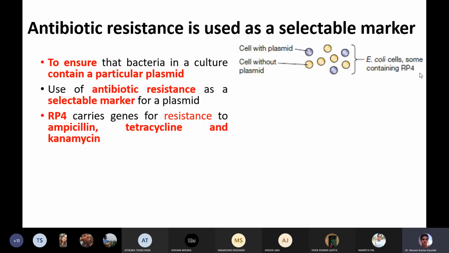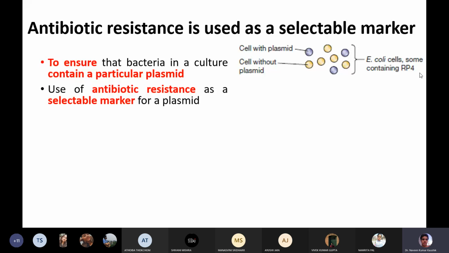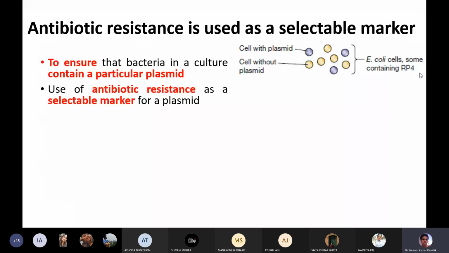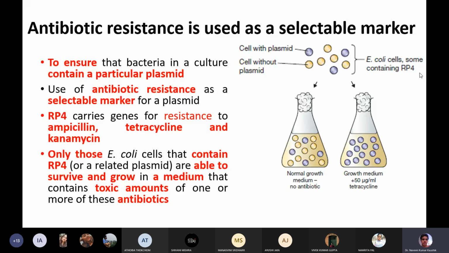RP4 is the name of a vector, simply a plasmid, that carries genes for resistance to ampicillin, tetracycline, and kanamycin. These three different antibiotic resistance genes are present on it. In the previous slide you can see that RP4 has the three resistance genes. So if you grow cells having this plasmid with these three different types of antibiotics, they are going to survive in the antibiotic culture medium, all three. So in this way, the selection can be double selection, triple selection, or mono selection, all that type of thing you can do.